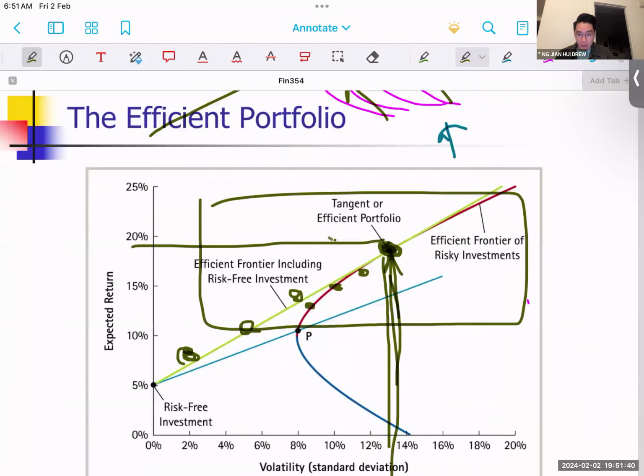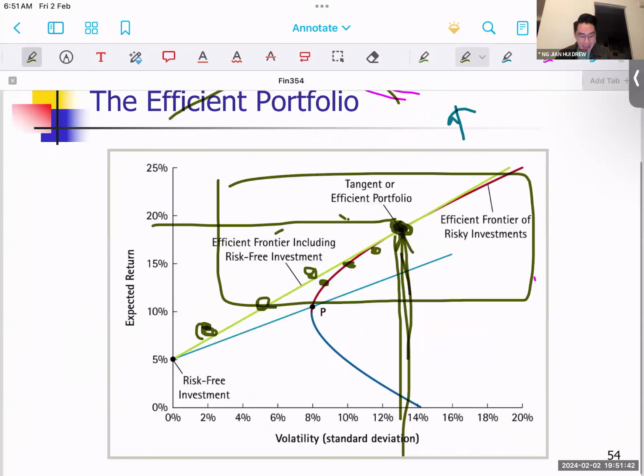And I want to highlight one more thing: remember your line can have different gradients, right? So your line can have different gradients given by your Sharpe ratio. And we should choose a Sharpe ratio that gives a gradient that touches the efficient frontier.